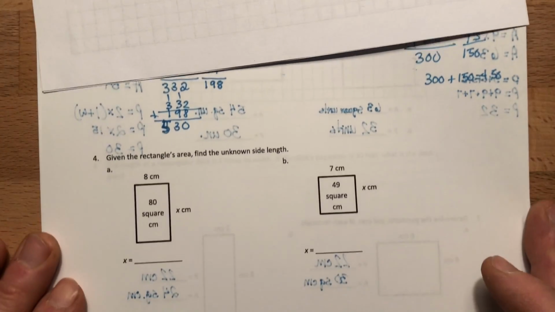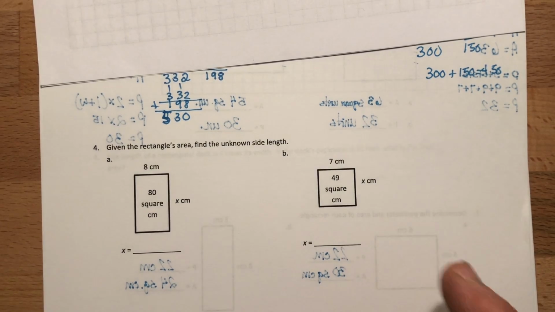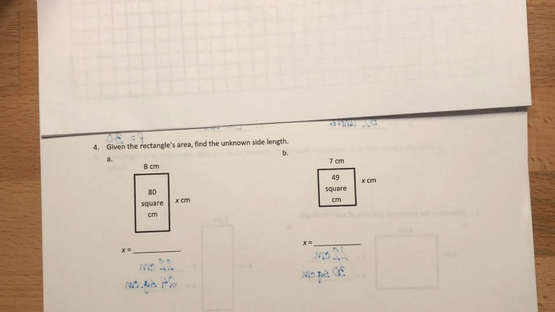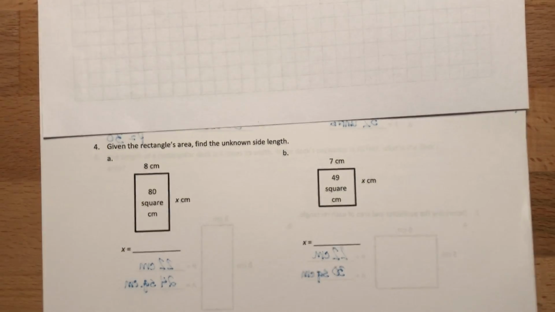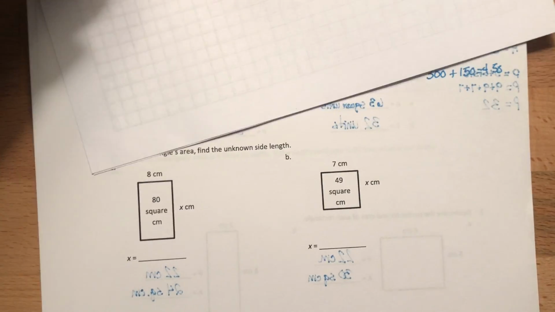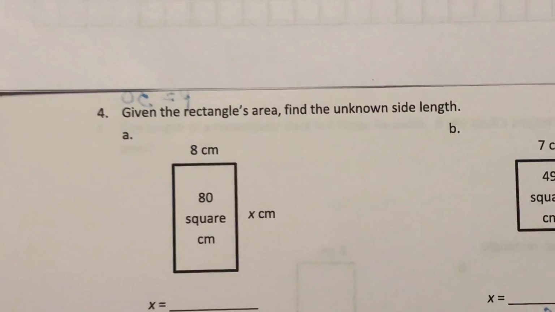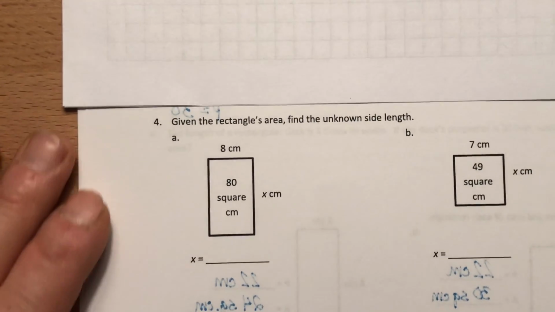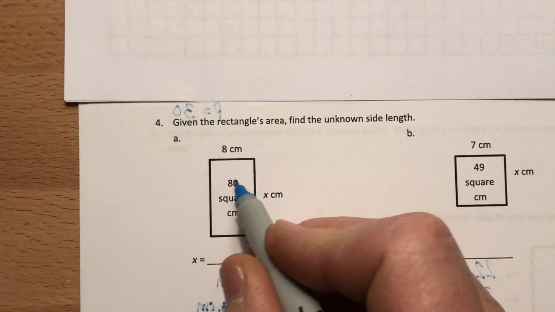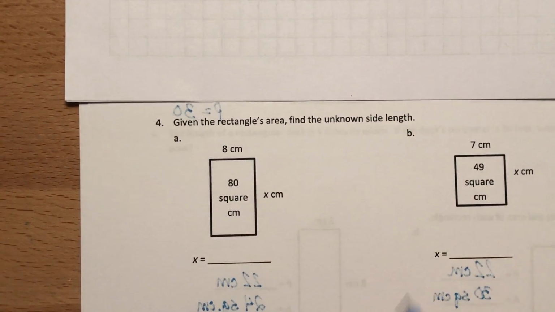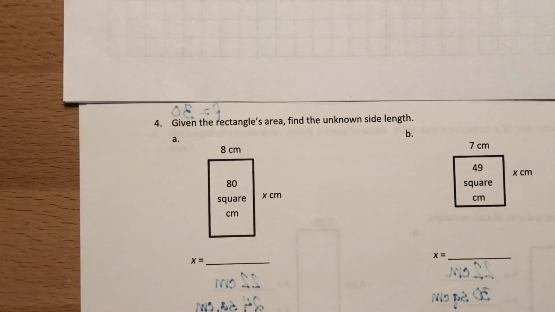Now, this is a little bit different. Let's take a look at this. This says, given the rectangle's area, find the unknown side length. So let's take a closer look at the first one here. And then the second one, you can give a shot on your own, okay? So the first one I see here is, here's the square units. Here's 80 square centimeters. And it gives me one side, okay?